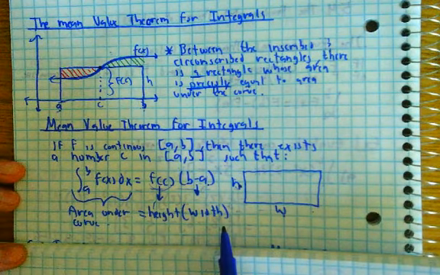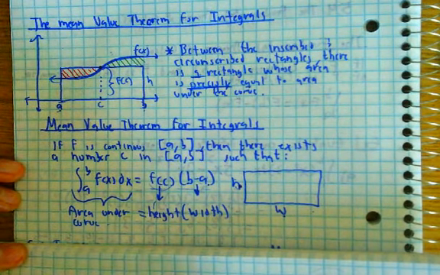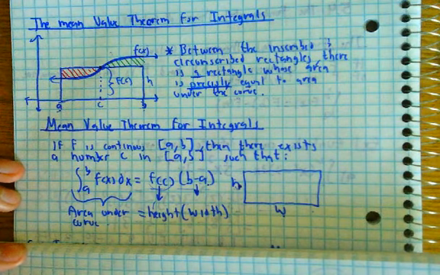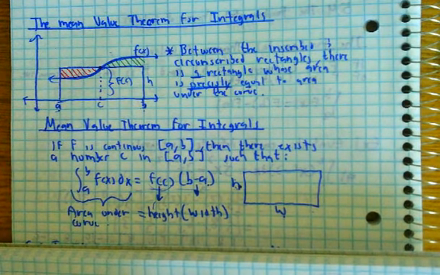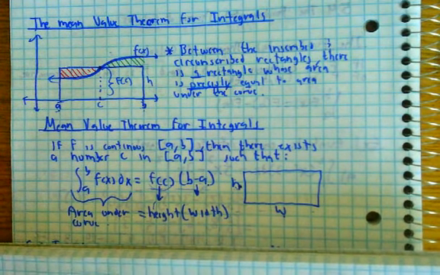I'm going to repeat one more time what the mean value theorem for integrals says. It literally says that there is one rectangle in which the area of that rectangle will be equal to precisely the area under the curve. Okay? So we're going to go ahead and try an example of what this looks like.